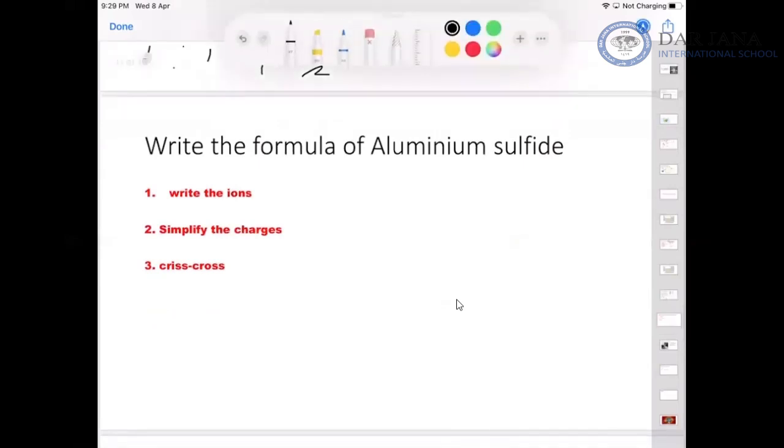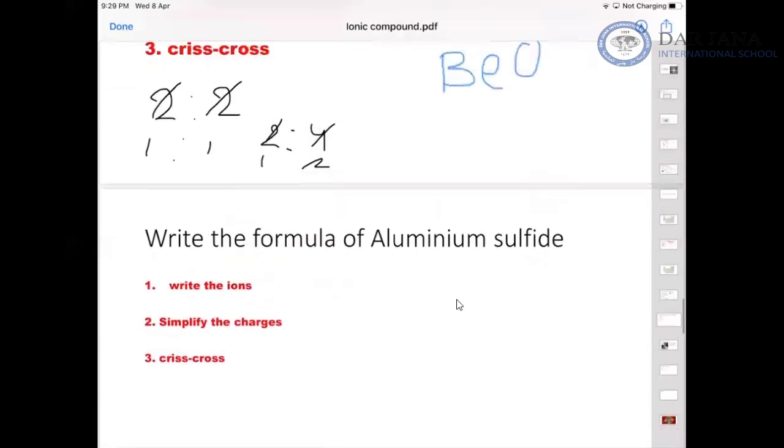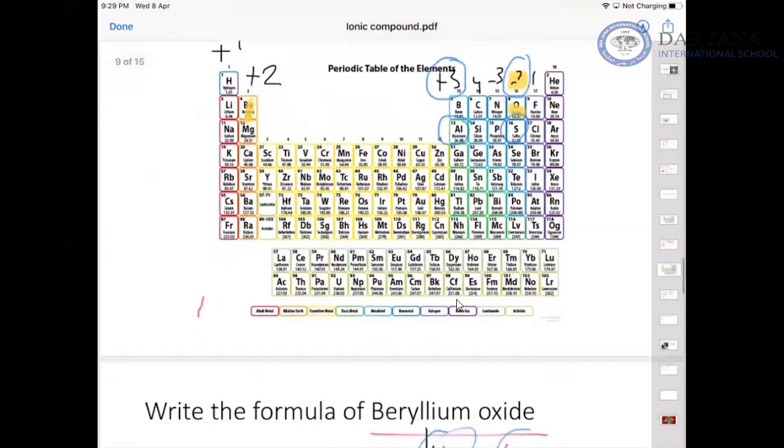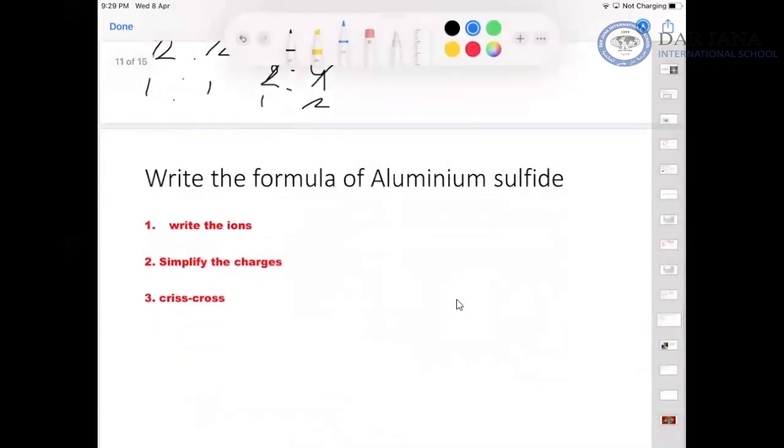So right here I have aluminum sulfide. Again, I will go to the periodic table and do step 1, writing the formula of the ions. So I have here Al. Where is Al? Here it is. The charge of Al is +3. And we have the S. This is the S, and the charge of the S is -2. So now I will go for step 1 and write the charges: Al 3+, S 2-.